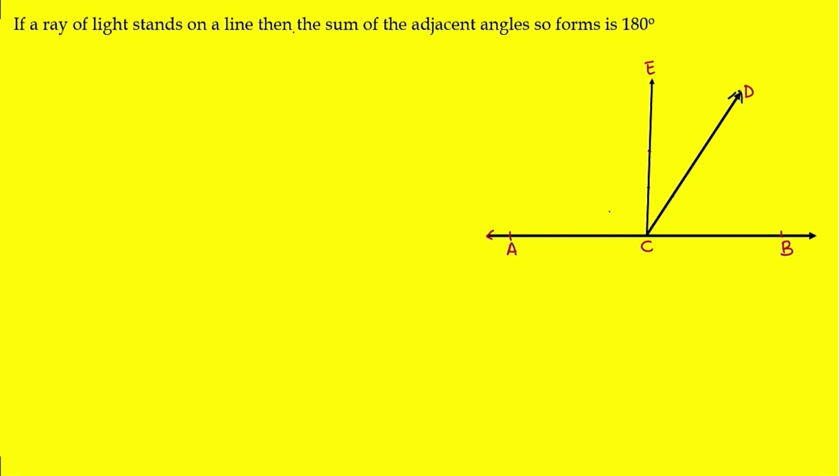The first theorem is: if a ray of light stands on a line, then the sum of the adjacent angles so formed is 180 degrees. Okay, so this is the figure. Let me try to explain what is there in the statement. AB is a line. CD is one ray that is standing on the line.